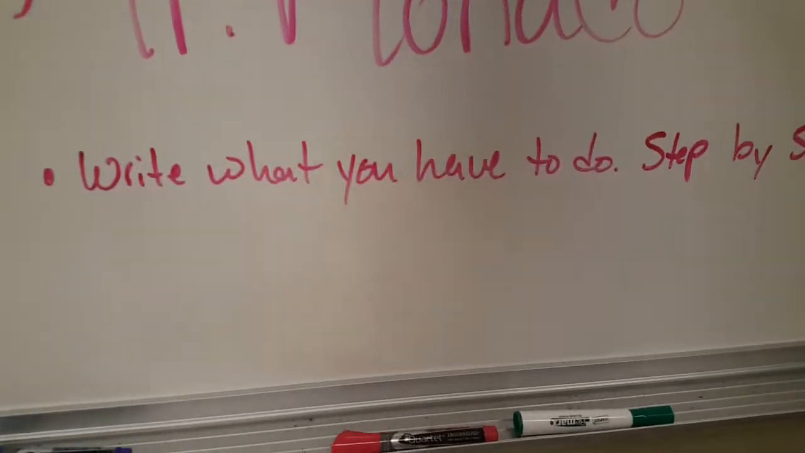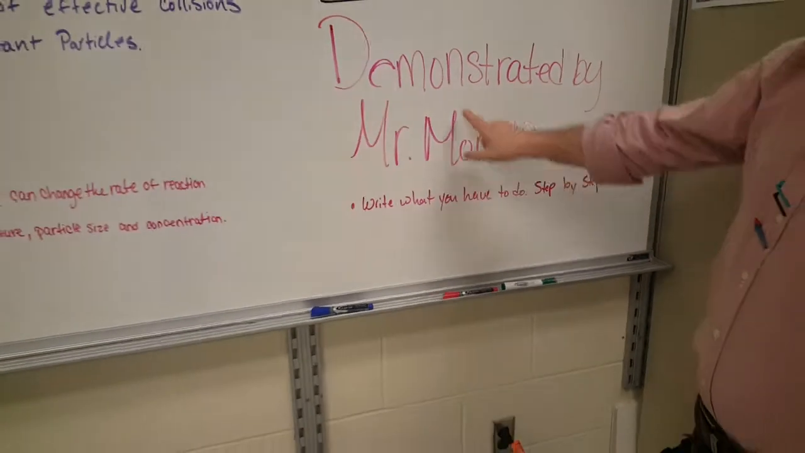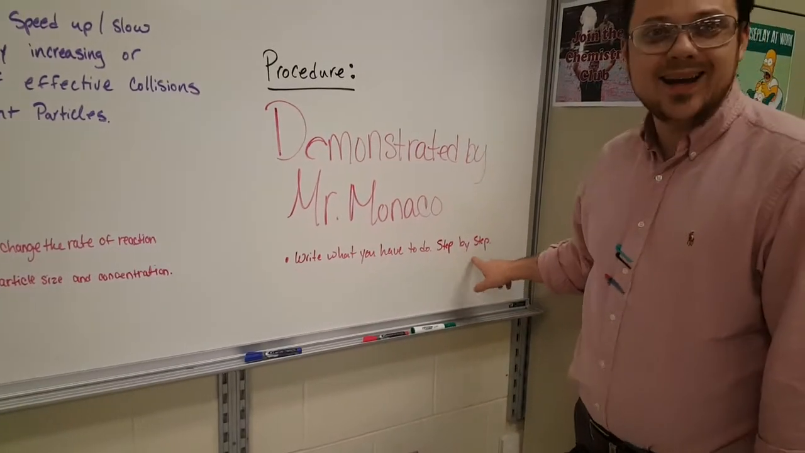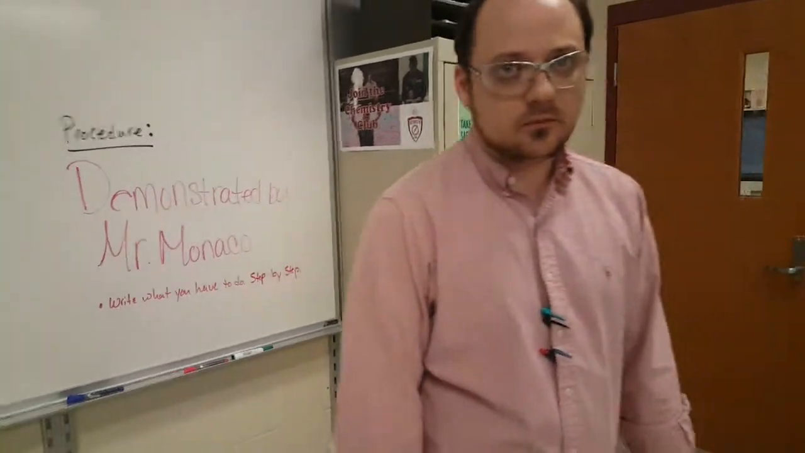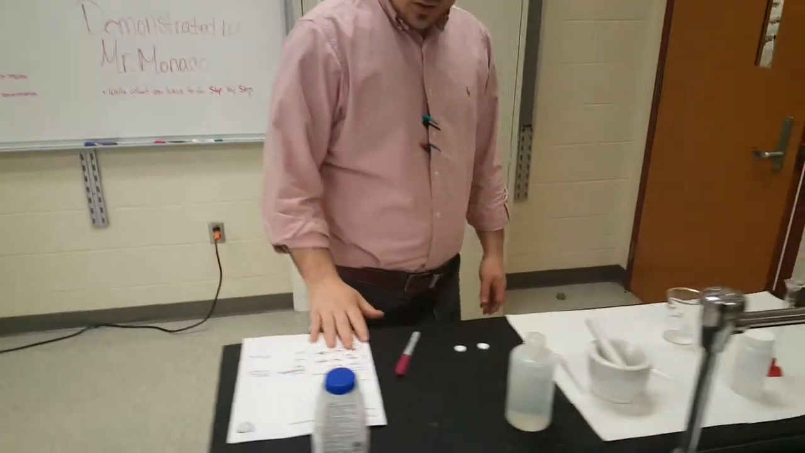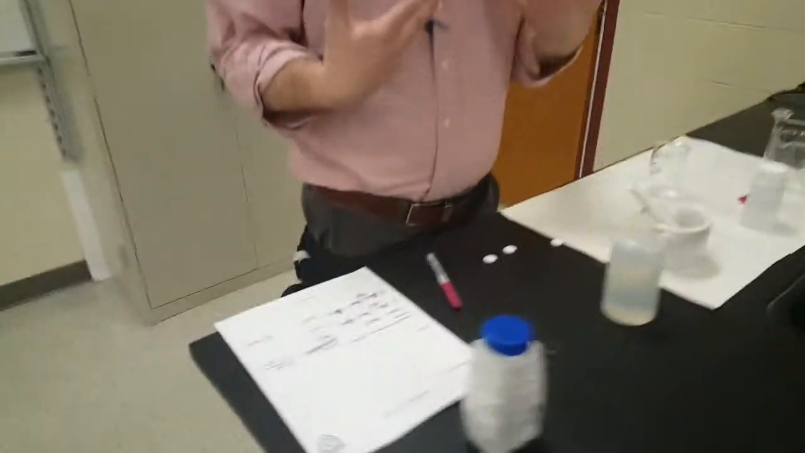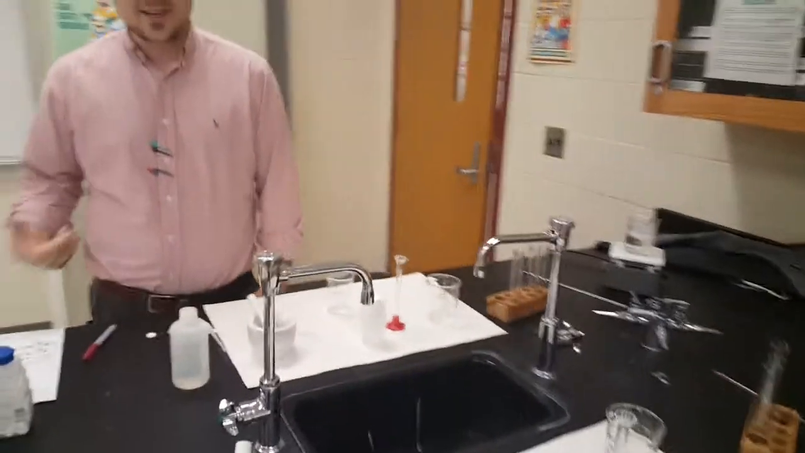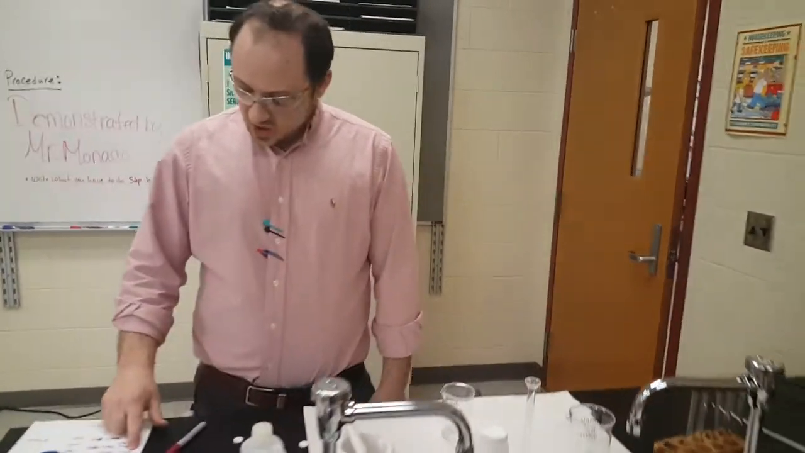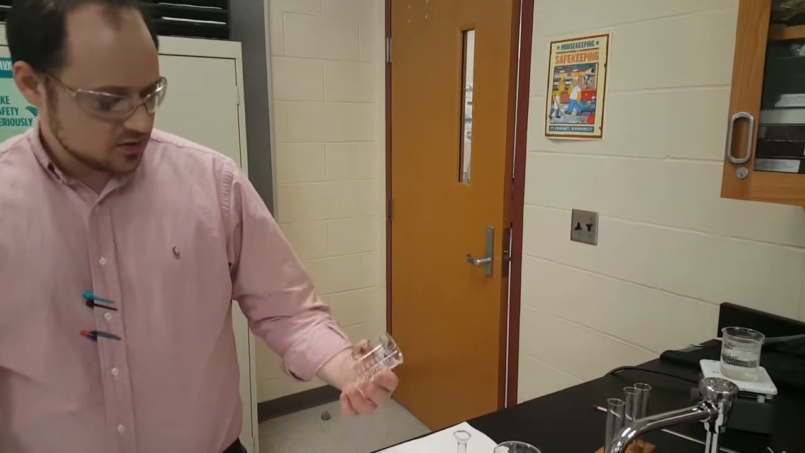Procedure. There's actually 3 procedures you're going to do. So I need you to write what you have to do after I demonstrate them, step by step. That's how you even get in the lab, to prove that you know what you're doing. I need you to put bullets down on your list. If I see anything else, that means I know you weren't paying attention. So the first thing I need you to do is get ready to do concentration variation.